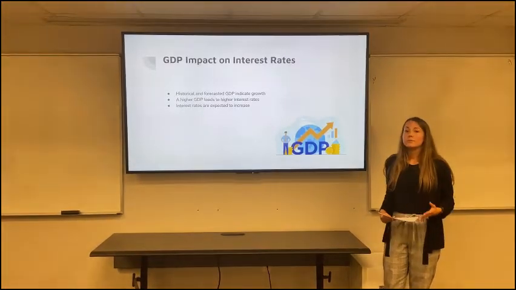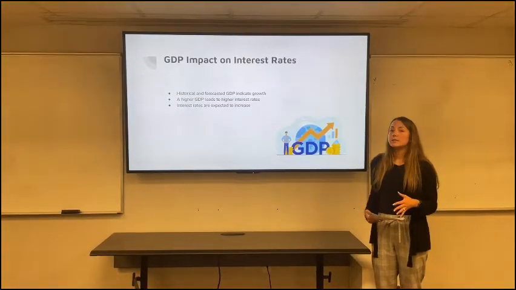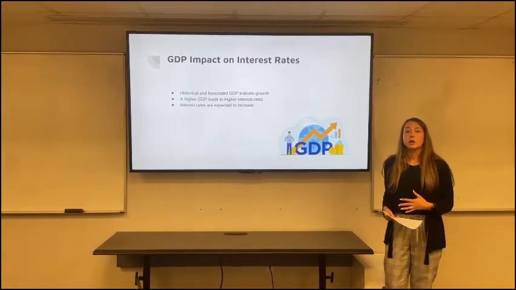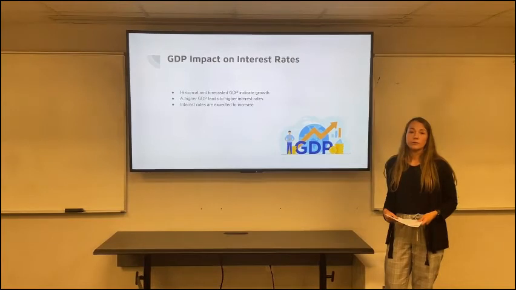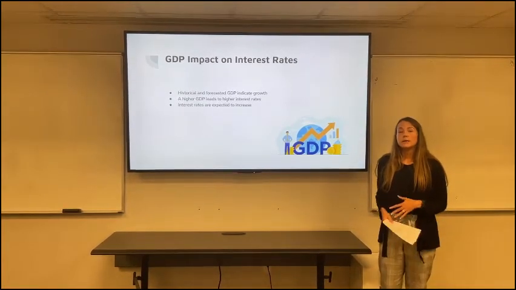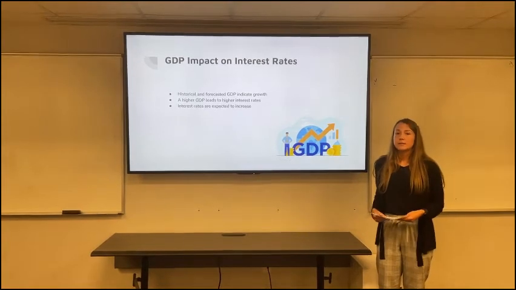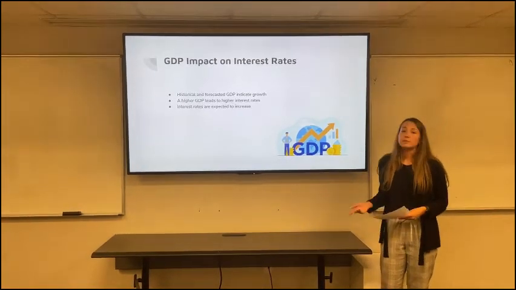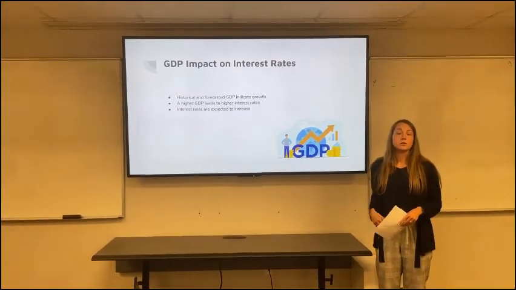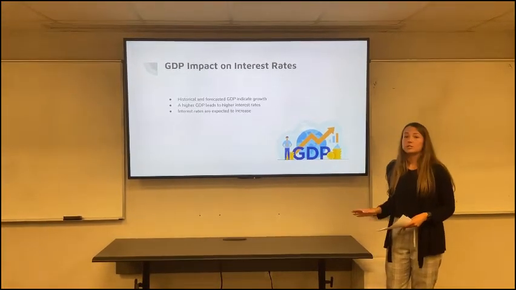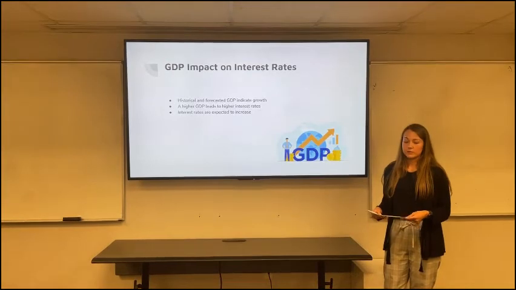Both historical and forecasted data shows that the GDP is growing. And when the GDP is growing, that shows that economic activity level is also growing. When there's a strong economy, people are more willing to spend money. They're not as apt to save it. And so that's why a higher GDP leads to higher interest rates, because there's a greater demand in the economy. And that's why we're expecting, based upon GDP, interest rates continue to increase.